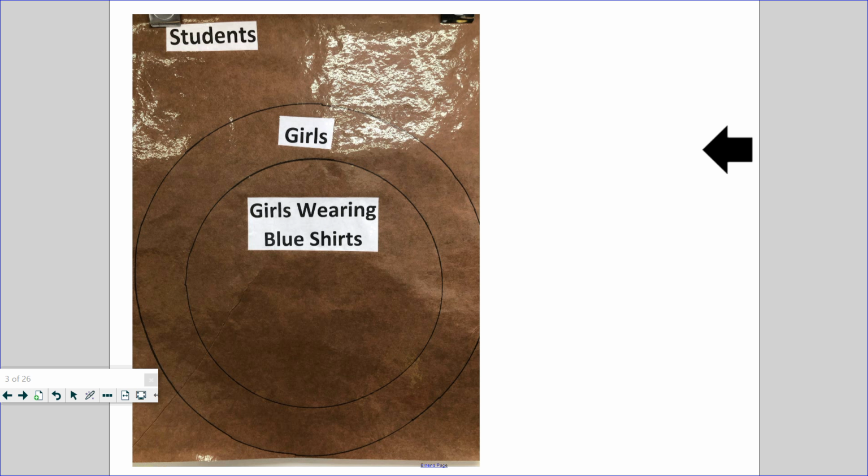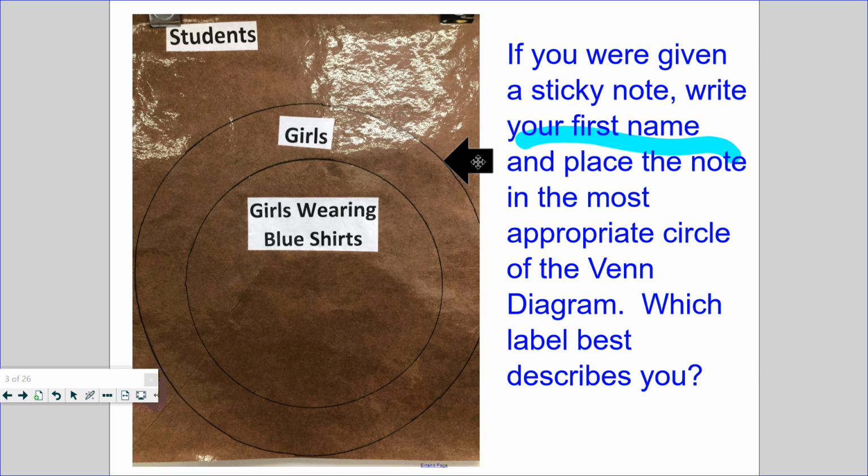So what we're going to do is I'm going to be passing out sticky notes to different students in the class. If you were given a sticky note, you'll write your first name and place the note in the most appropriate circle of the Venn diagram. Which label best describes you?